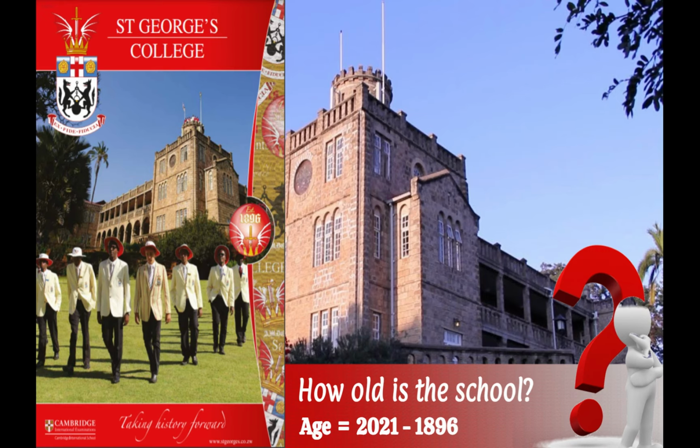Exciting, isn't it? So now this school was started in 1896. Can you try guessing how old the school is? So to calculate the age of the school, you just have to subtract 1896 from 2021. You can pause the video and try to guess how old the school is. Did you get 125? If you got 125, then you are right. This school is 125 years old.